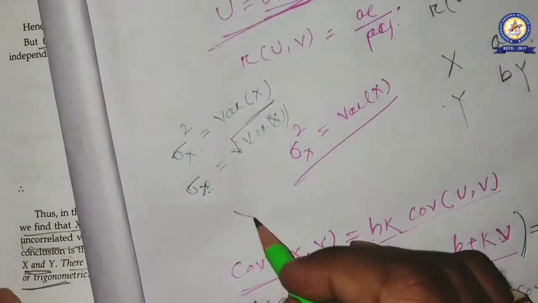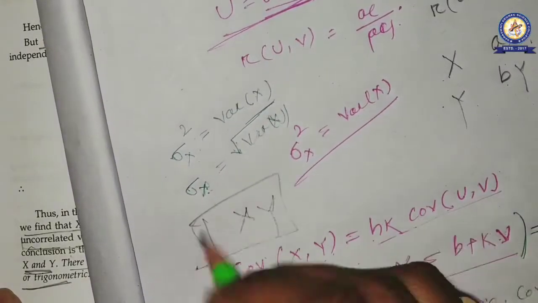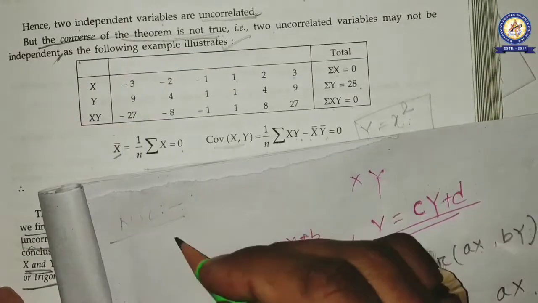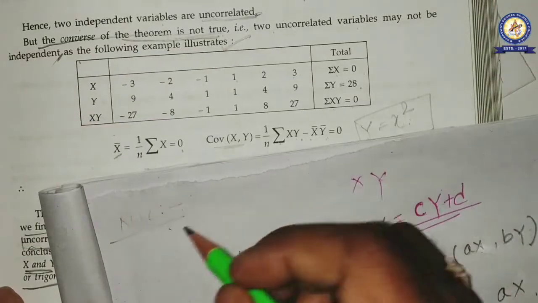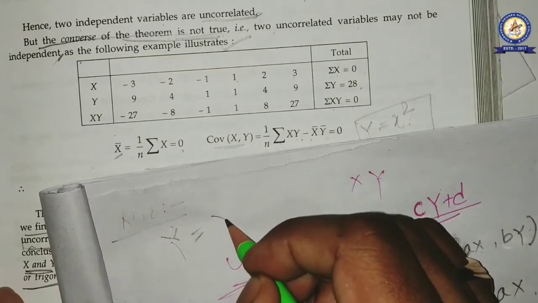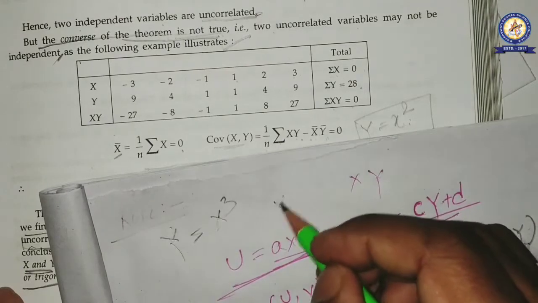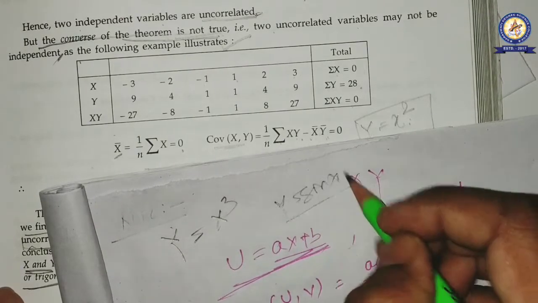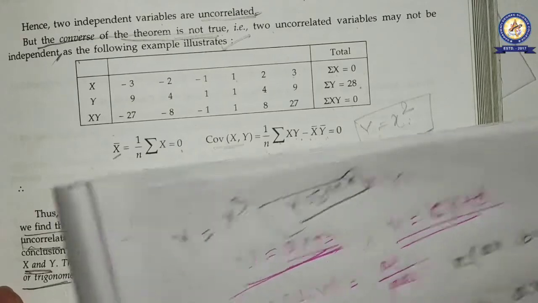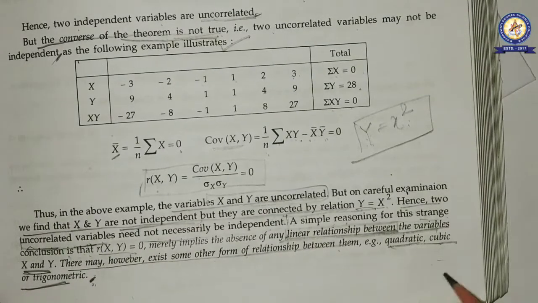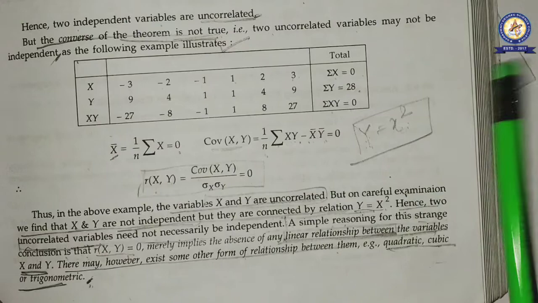Maybe in some other example you can find that x and y do not have correlation with each other, but they are not going to be independent. They are going to be dependent, like y equal to x cube, or y equal to sin x, like this. Some other trigonometric, quadratic or cubic way they are going to be related with each other.